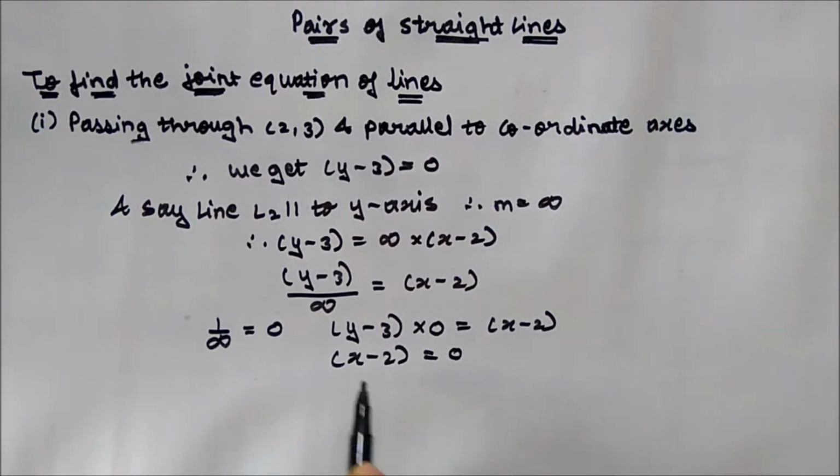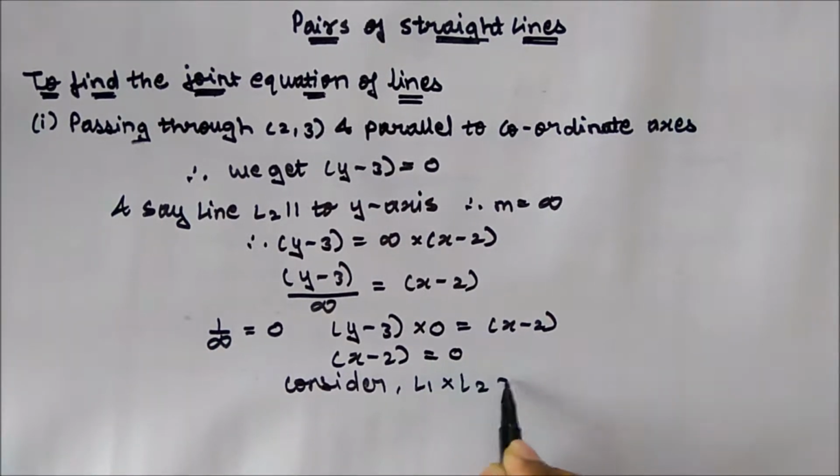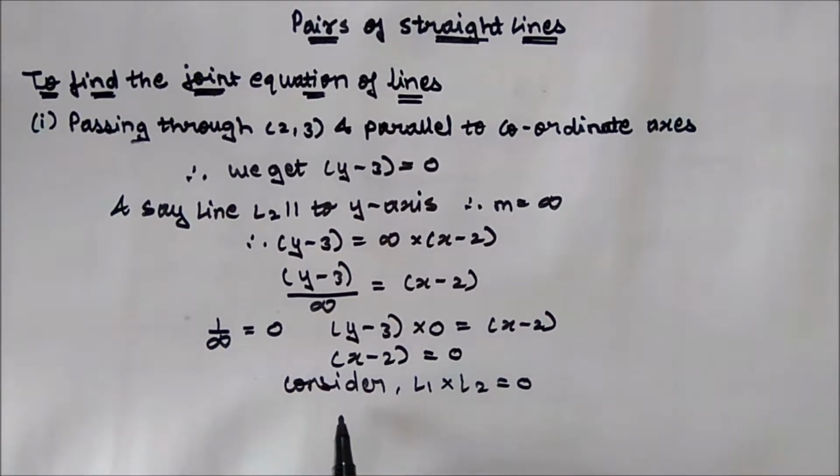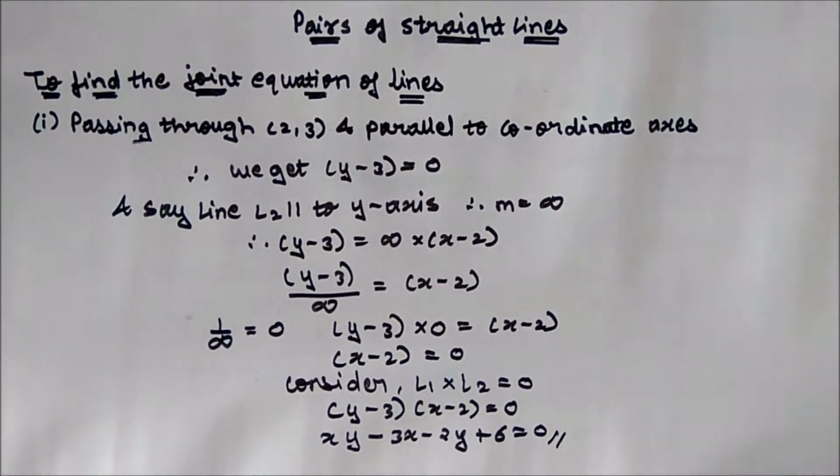Now, again to combine the equations of lines, we need to consider L1 into L2 equal to 0, and on multiplying this equation, (y minus 3)(x minus 2) equal to 0, we will get the result xy minus 3x minus 2y plus 6 equal to 0, as we got in our earlier method.